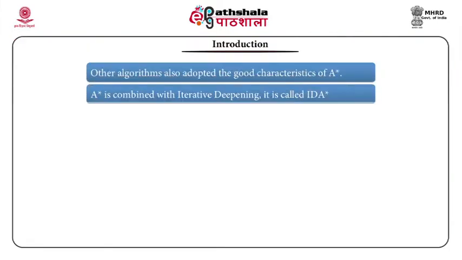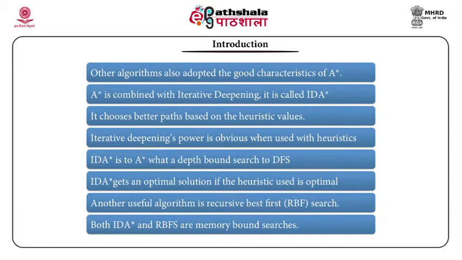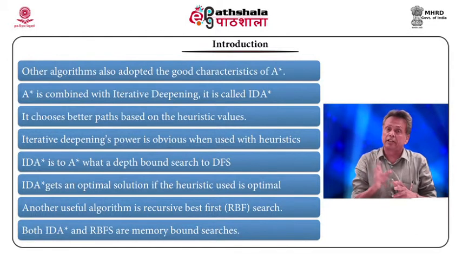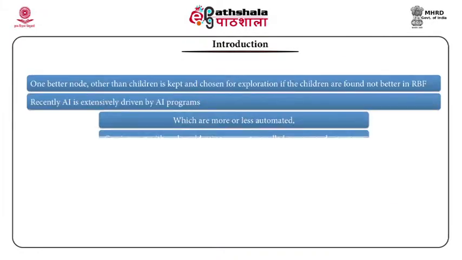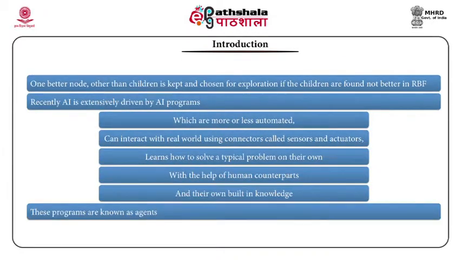In this particular module, we'll be looking at three additional search algorithms. One is called iterative deepening A star. You've already seen iterative deepening. Now we are going to see how A star and iterative deepening match here. There is something called RBF or recursive best first search, and then we'll have an introduction to agents. What they are, let us see.